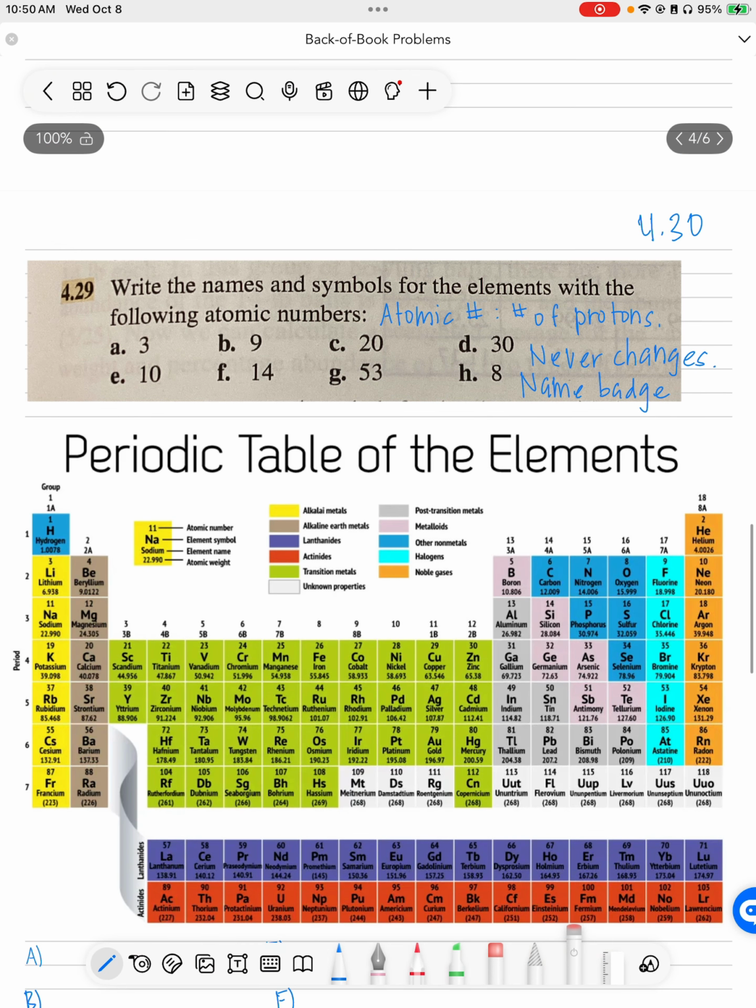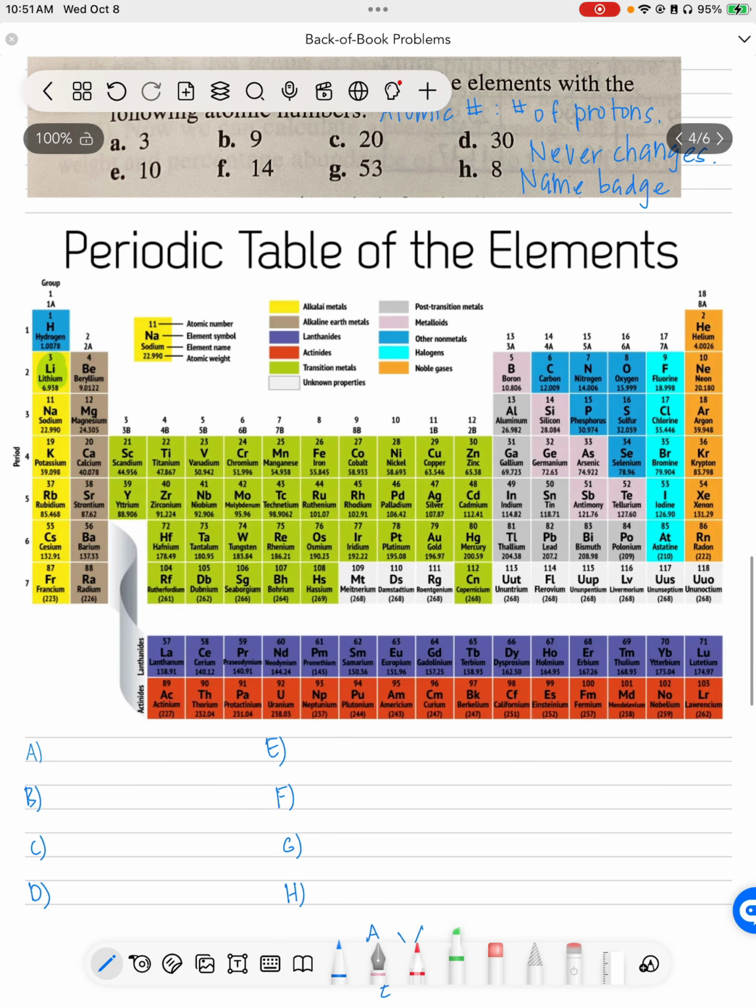So let's go back up to our question. It says, write the names and symbols for the elements with the following atomic numbers. So we're looking at protons, or name badges. So we already found A, which was lithium. We'll highlight it in green. Lithium has 3 protons. So we'll write lithium.